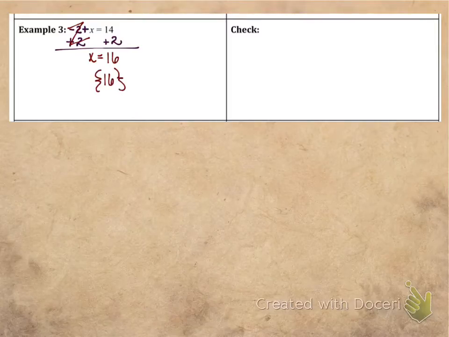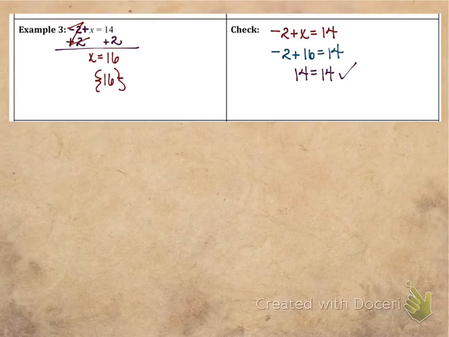Let's try the check. Here's my original, plug in, and simplifying on both sides, you're going to see negative 2 plus 16 does give me 14, and 14 equals 14, telling me that my answer is right. All checks should be 3 lines.